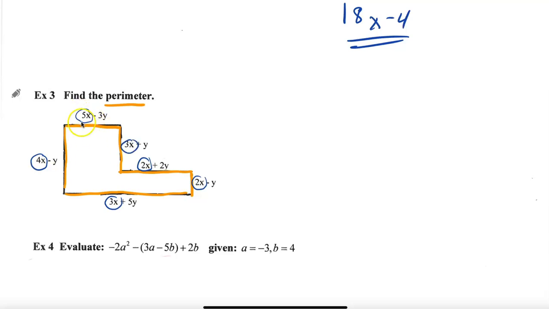So let's add the x's here. 5x plus 4x is 9x. 9x plus 3 is 12x. 12 plus 2 is 14. 14 plus 2 is 16. 16 plus 3 is 19x.